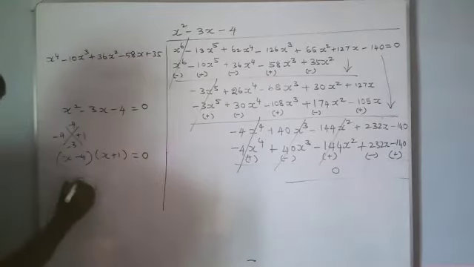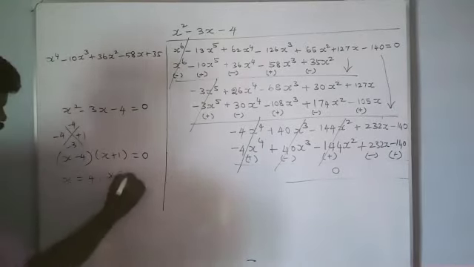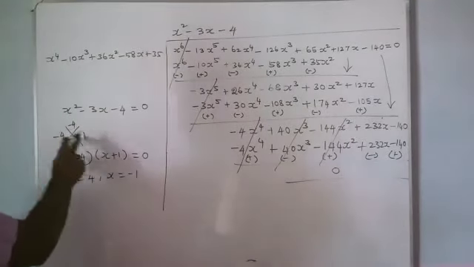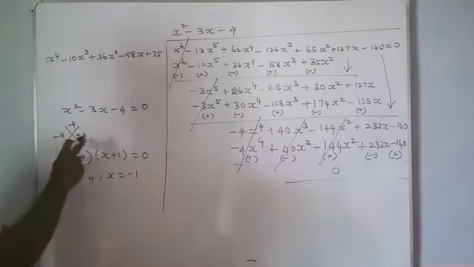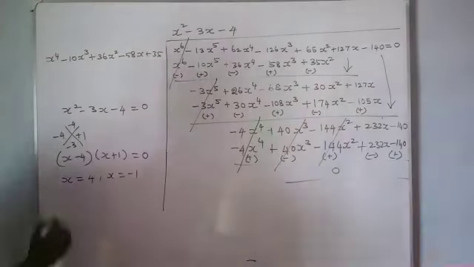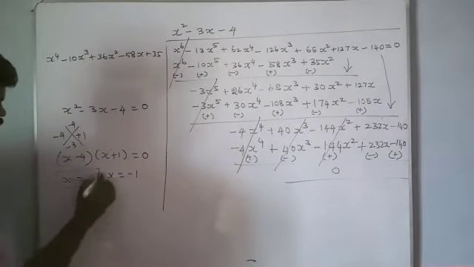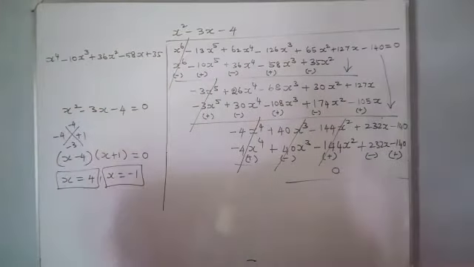The roots are x is equal to 4, x is equal to minus 1, because minus 4 into 1 is minus 4. Subtract these two terms: minus 4 plus 1 is minus 3. x equal to 4, x equal to minus 1 are the two factors.